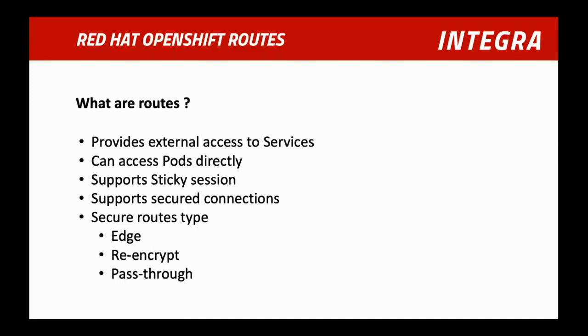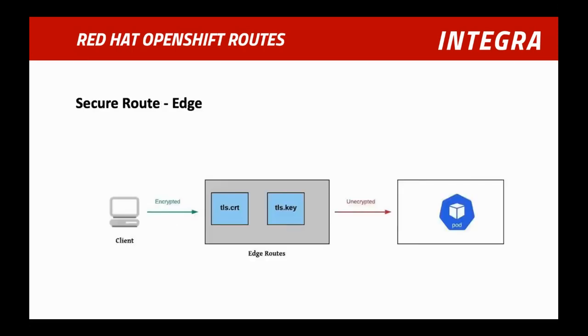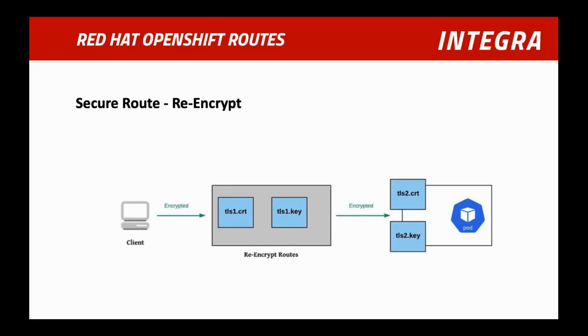Routes basically provide three different types of secure routes. We have the secure route for edge, in which the TLS and SSL certificates are installed directly on the router, and the communication between the client and the router is completely encrypted, but the communication back to the pod is unencrypted. If we want to encrypt that back traffic as well, we can use something like re-encrypt, where not only the router has the TLS SSL certificates, but the pod is also assigned TLS SSL certificates. They could be different certificates, or they can use the same certificates.